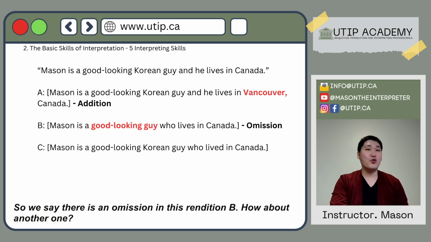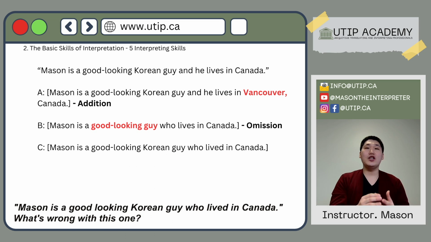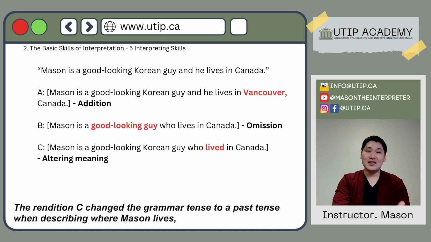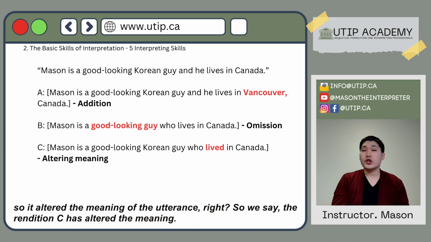How about another one? Mason is a good-looking Korean guy who lived in Canada. What's wrong with this one? The rendition C changed the grammar tense to a past tense when describing where Mason lives, so it altered the meaning of the utterance, right? So we say the rendition C has altered the meaning.